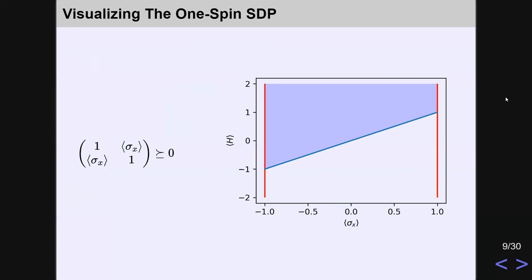So here for the one spin case, I've drawn expectation value of sigma x and expectation value of the Hamiltonian. And the blue region is permitted, and that's a convex region. And then, of course, we want to minimize the Hamiltonian expectation value. And what you imagine here is sort of dropping a ball and letting it roll downhill. Because the region is convex, this procedure will always converge. There's only one global minimum. There are no local minima. So you can efficiently perform this optimization. That's why we care about convexity, for the purposes of this talk at least, that it allows efficient optimization algorithms.